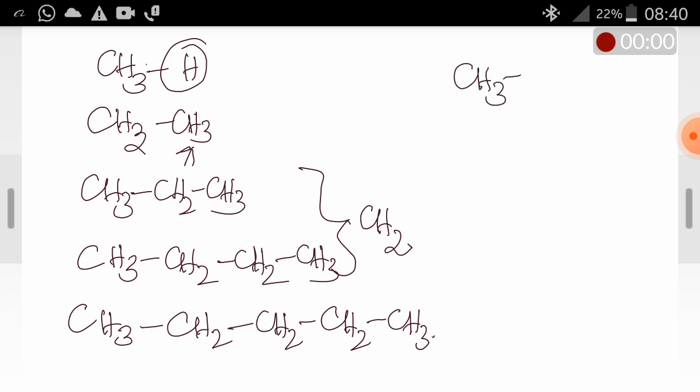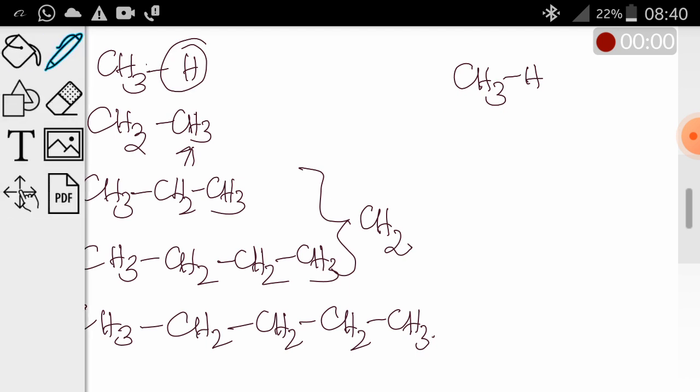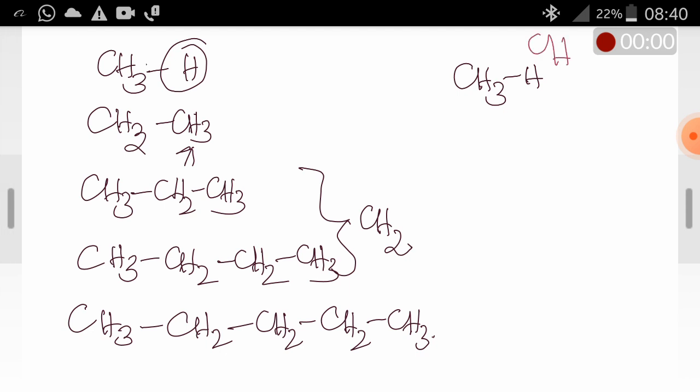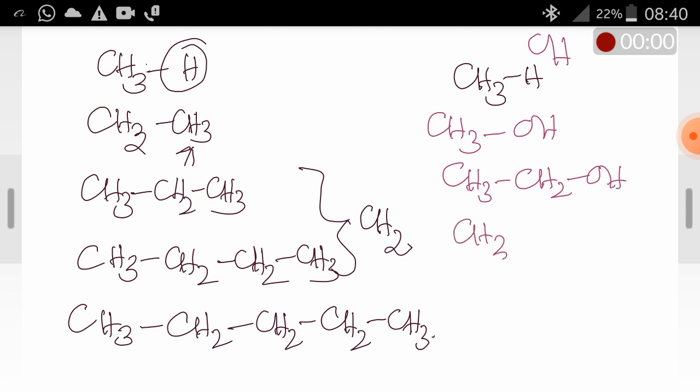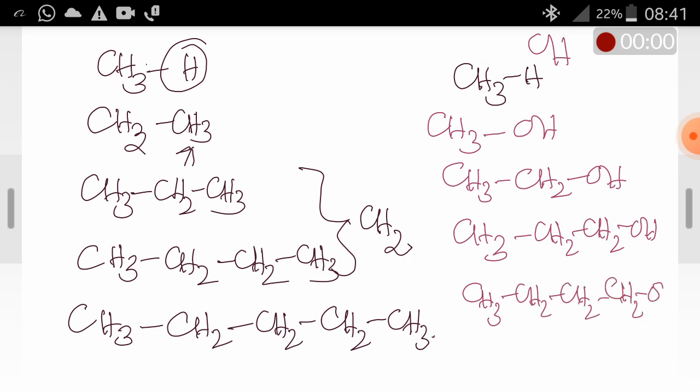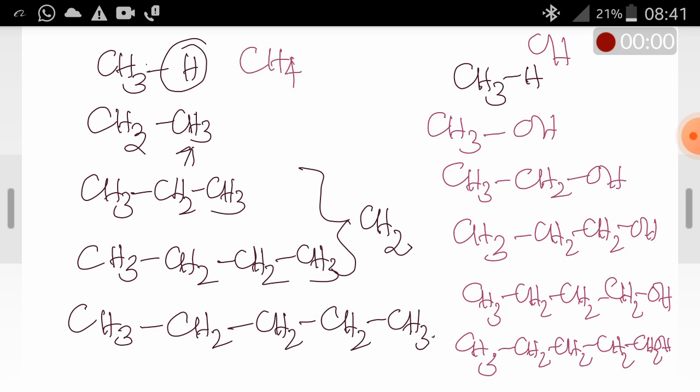Suppose you have taken CH3H and this H is replaced by OH, then it will be CH3OH, CH3CH2OH, CH3CH2CH2OH, CH3CH2CH2CH2OH, CH3CH2CH2CH2CH2OH. Now, if you take the molecular formula of these compounds, this is CH4, this is C2H6.